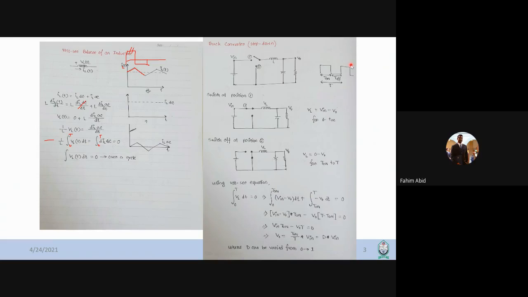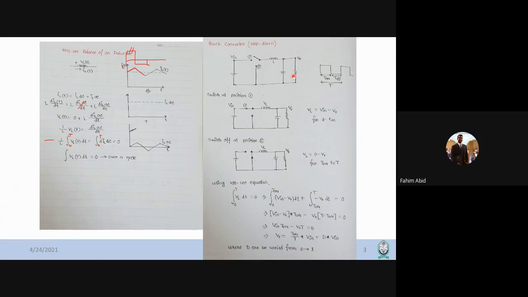And some of you asked, okay sir, the voltage is not a fixed value, so how can we get this as a fixed constant value output voltage? Now we will go into detail about this buck converter operation.